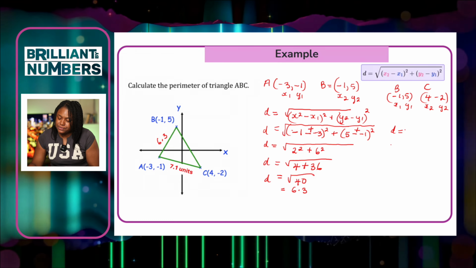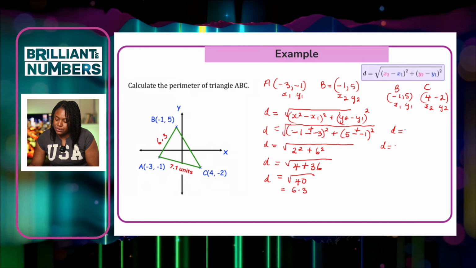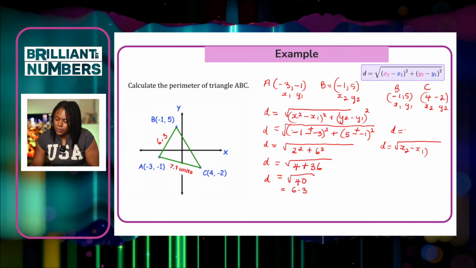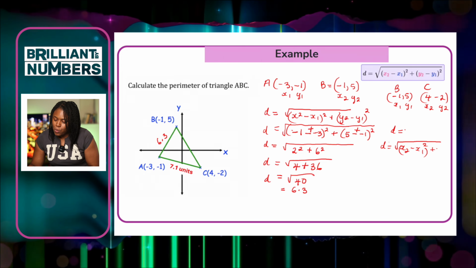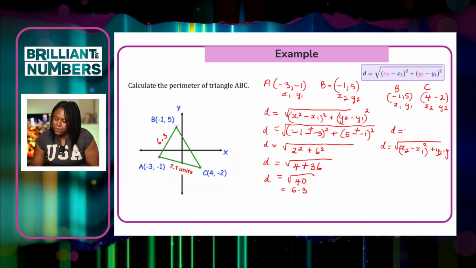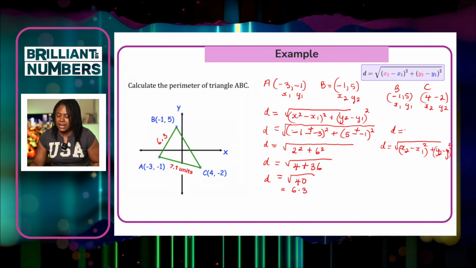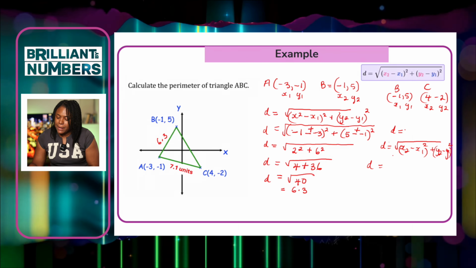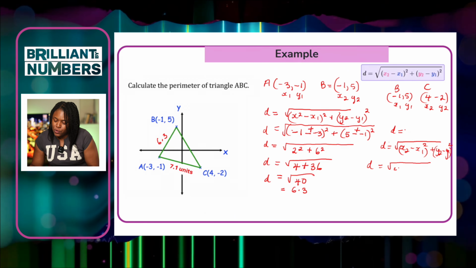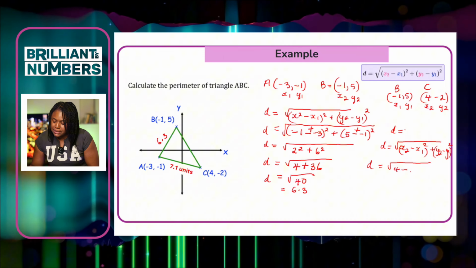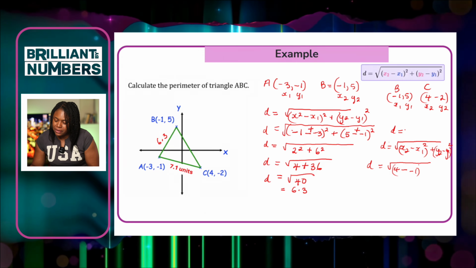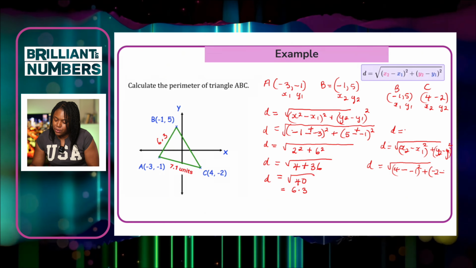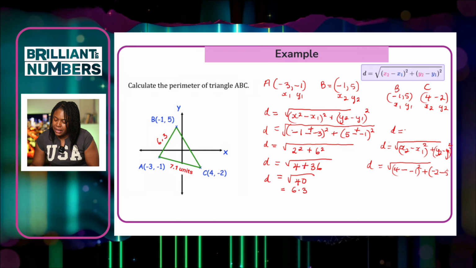The square root, let's write that here, D is equal to the square root of x2 take away x1 squared plus y2 take away y1 squared. Okay, so let's go. X2 is equal to 4, so square root of 4 take away x1, which is minus 1, we need to square that, plus y2 is minus 2 take away y1 is 5, and we need to square that.